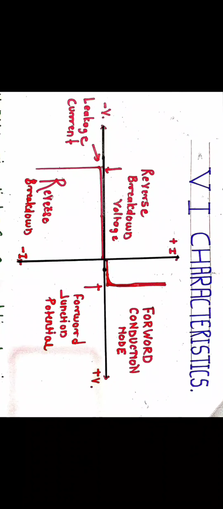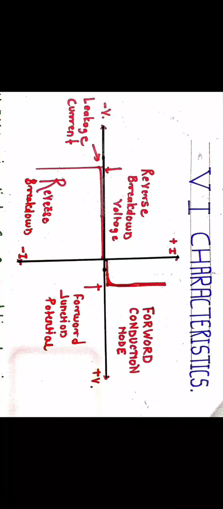When we increase the forward voltage, that is V plus, the forward current increases linearly. In the forward bias condition, when the anode is positive with respect to the cathode, the forward current increases linearly with the increase in forward voltage. In the reverse bias condition, when the cathode is positive with respect to the anode, the diode does not conduct.